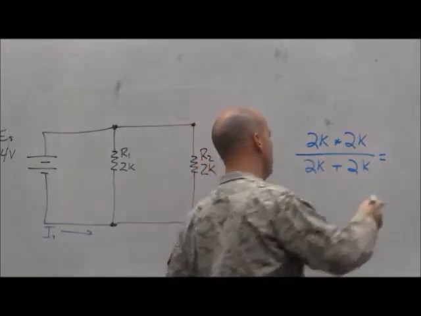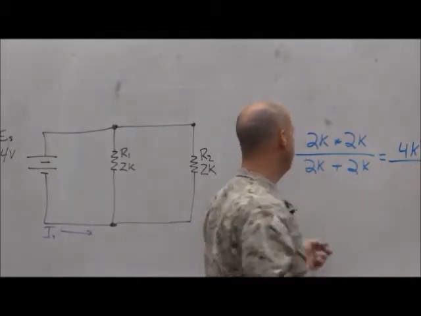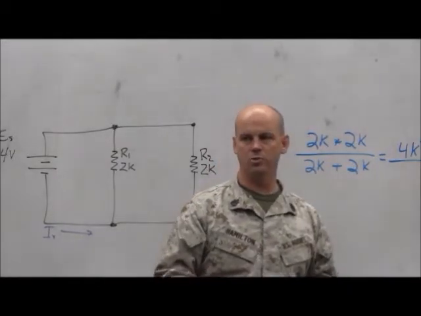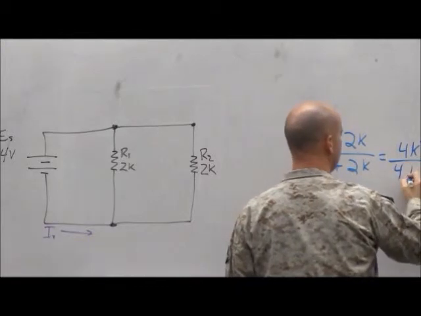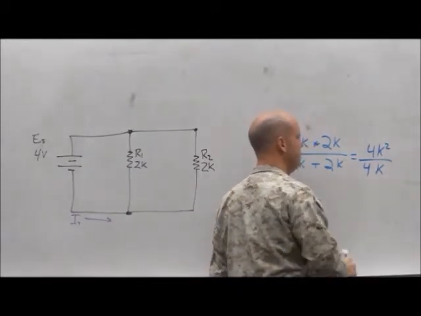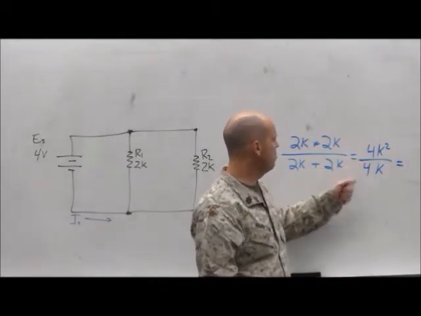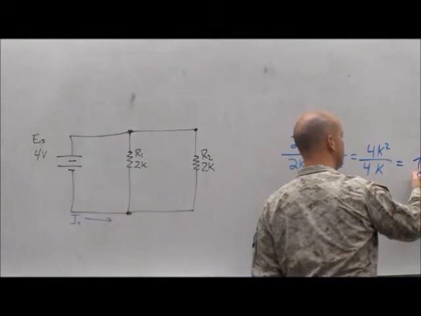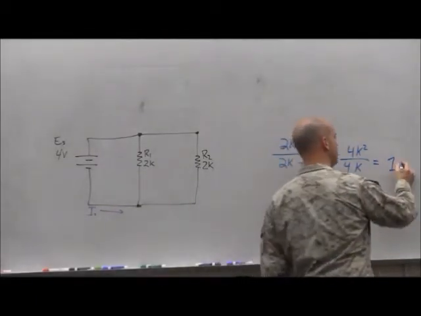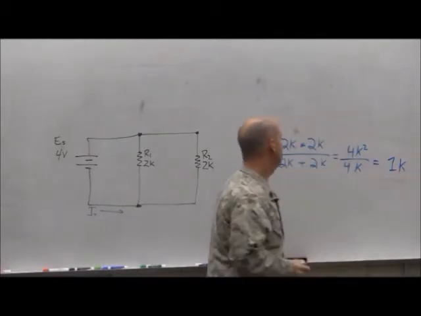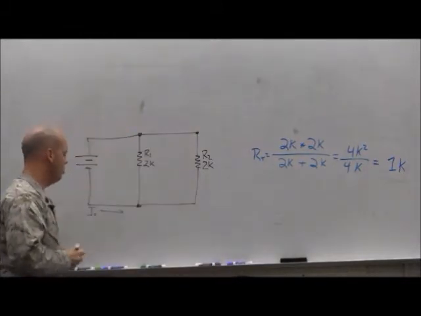2 times 2 is 4. K times K, K squared. And then 2K and 2K are both like terms with similar bases, so we can add them. We'll add the coefficients for 4 and carry the K's as K. Now we have 4 divided by 4 is equal to 1. And K squared divided by K is equal to K. And our total resistance for this circuit would be 1K.